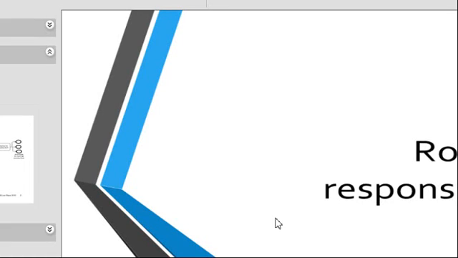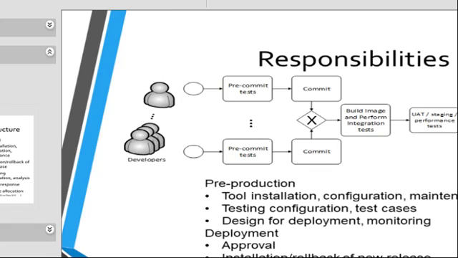So today we're going to talk about the organizational roles and responsibilities associated with DevOps and how they're changing over time. If you look at the responsibilities, regardless of what your organization structure is, you have some that happen before any coding. So pre-production, I'm calling that.